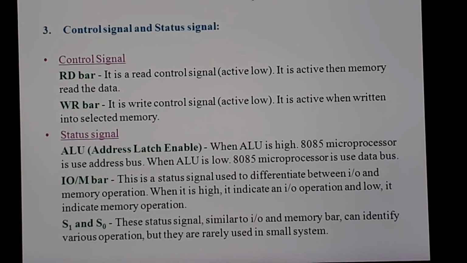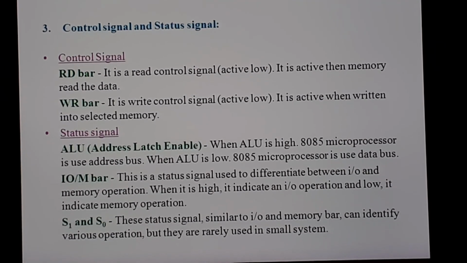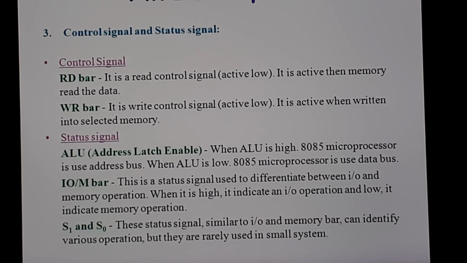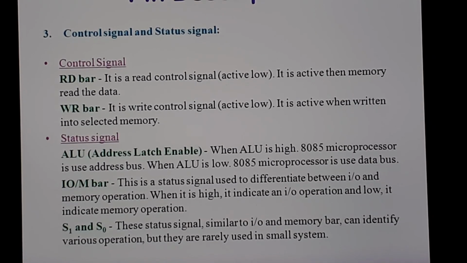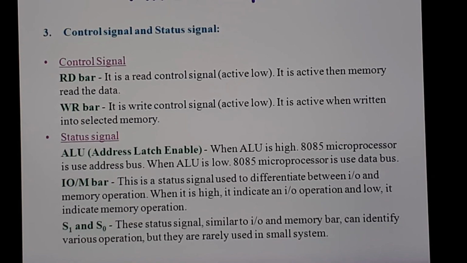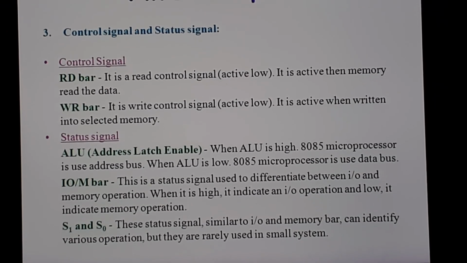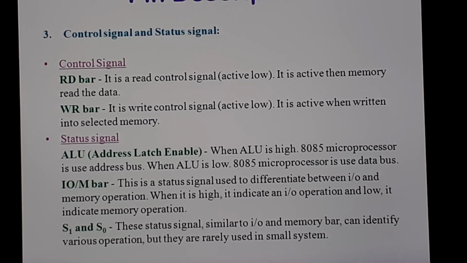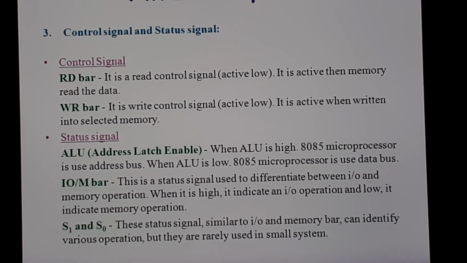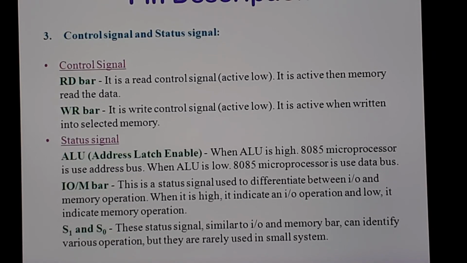Now we'll start from ALE, that is pin number 30. ALE stands for address latch enable. The first point you will say is that it stands for address latch enable pin. When this signal goes high, it will enable the address bus, and when it is 0, it will enable the data bus. So the job of this pin is to enable one of the buses. If it goes low, it will enable the data bus, and if it goes high, it will enable the address bus.